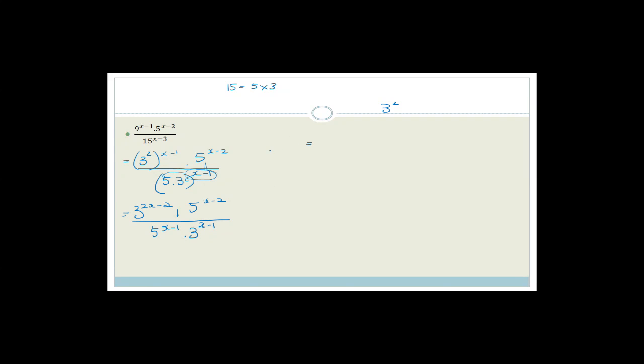Okay, so now what do we need to do? Now we need to group the common bases and add their exponents. So do you agree that's a 3 and that's a 3? So we're going to go 3, so 2x minus 2 minus bracket x minus 1, multiplied by 5, and this is what's being brought down, x minus 2, but then this is a minus because it has been divided, so it's minus x minus 1.